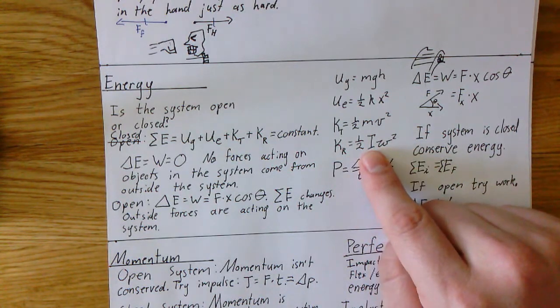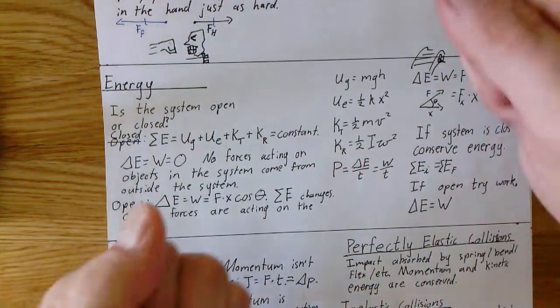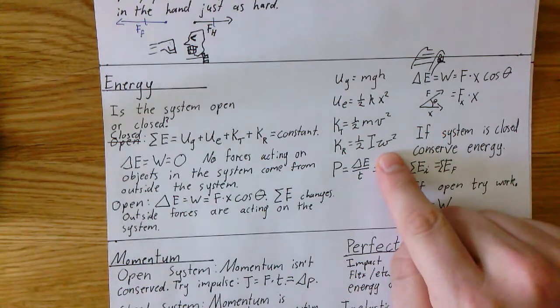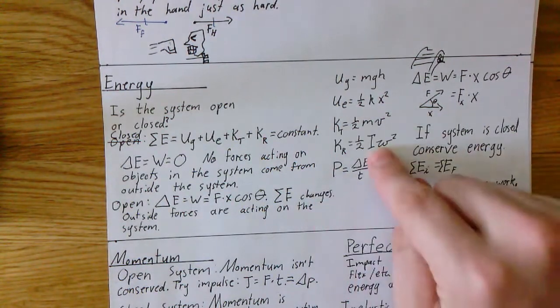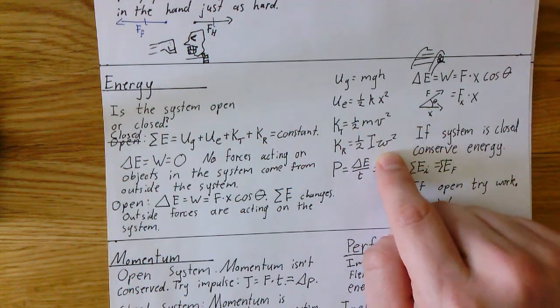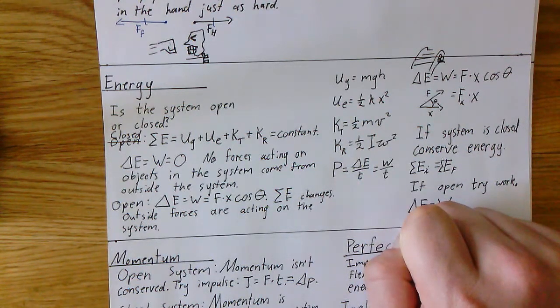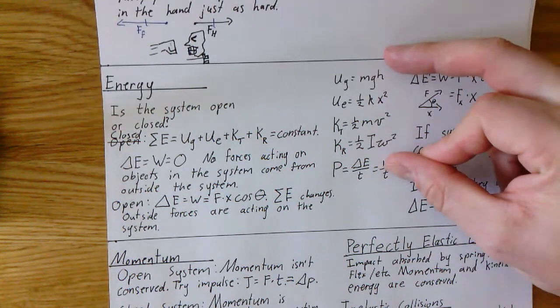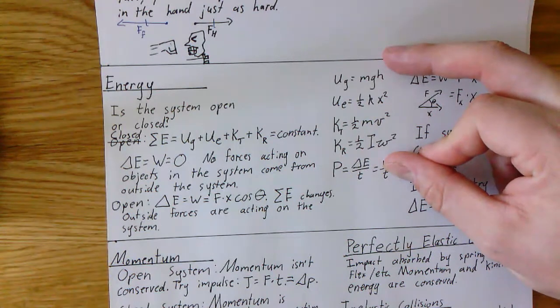I is your moment of inertia. Remember, that's how hard it feels to turn something. And then omega is how fast something is spinning. So it's the rotational version of mass and the rotational version of velocity. Those are your 4 energy equations you really want to know. You are going to use those anytime you are doing calculations with energy.